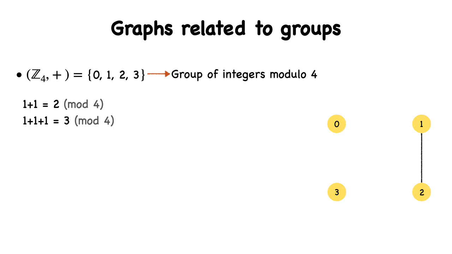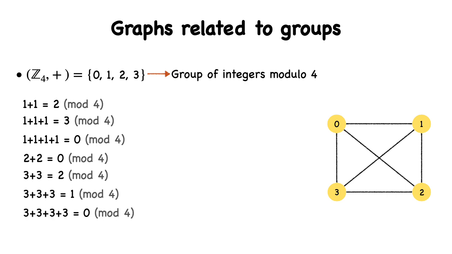In a similar manner, since I can obtain 3 by adding 1 some number of times, I'll be placing the edge between 1 and 3. Similarly, we can place all other edges. So what we have done here is, we have added an edge between vertices A and B if in the group B can be obtained from A or A can be obtained from B.